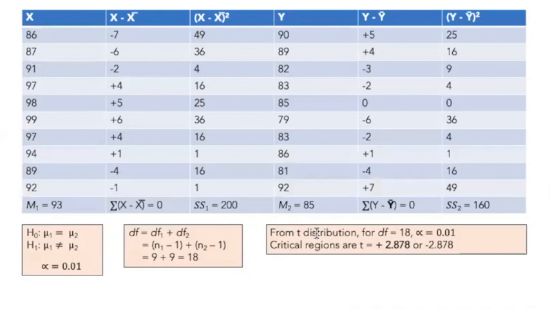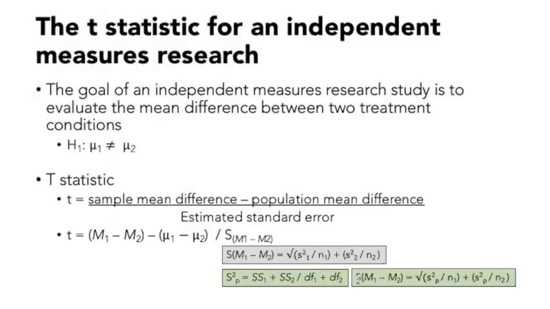So from the T distribution for 18 degrees of freedom and alpha 0.01, the critical regions are t plus 2.878 or minus 2.878. It's a distribution, so you have both plus and minus. Now what you have to do is this calculation, and you will get a value from it, and that value should be more than plus or minus 2.878. If it is the case, then the differences are statistically significant. Now let's go ahead and do the calculation.